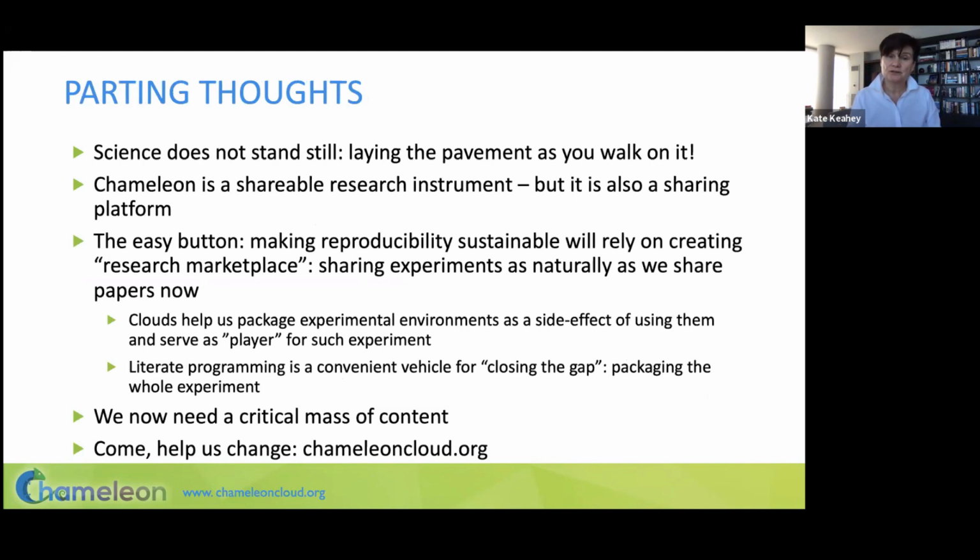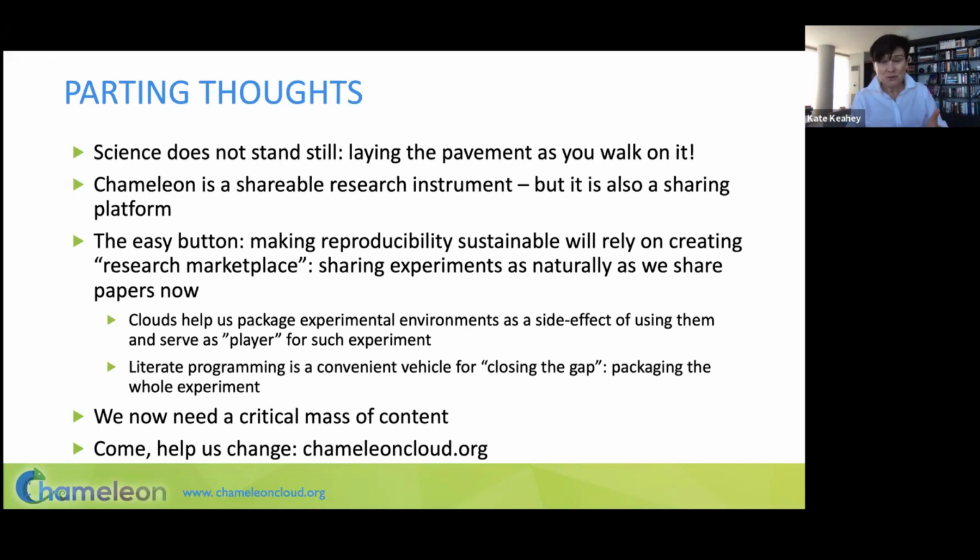And a few parting thoughts. First of all, I talked at the beginning about Chameleon being something that adapts itself to your experiments. There's another meaning of Chameleon, another way it's a good mascot for the project, and that way is that science constantly changes. People are users, and every day want to try something new. And every day they come up with something that we're not prepared for because nobody thought about it before. So really, operating a testbed is like laying the pavement as you walk on it. And it's a lot of fun.